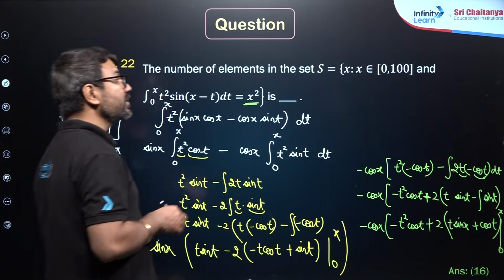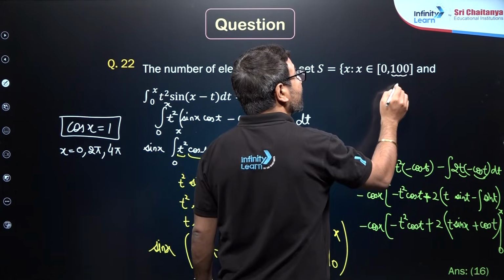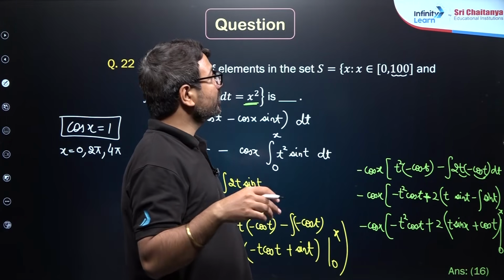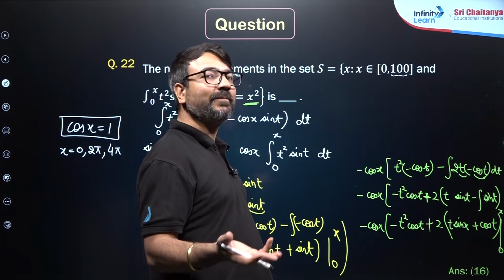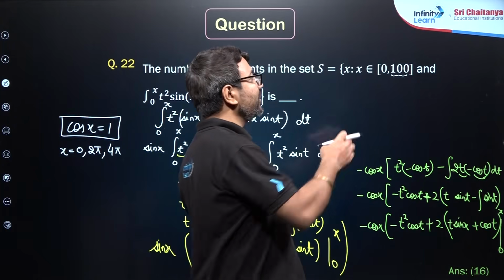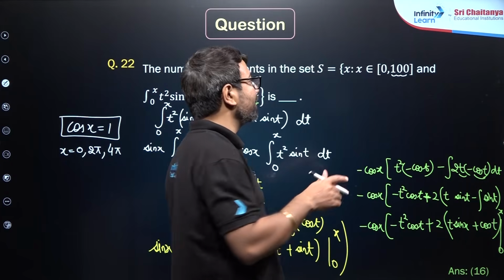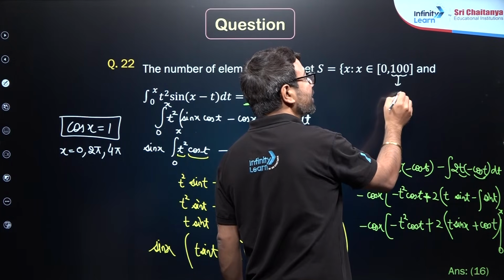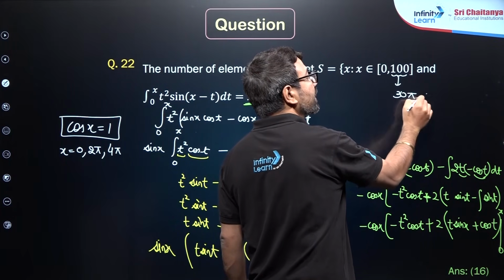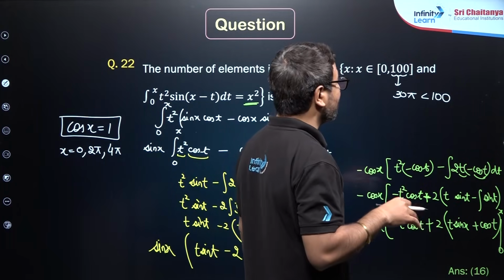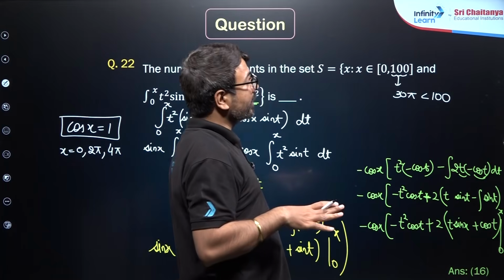Why? Because my dear students, pi is actually 3.14. So 3.14 when multiplied by 90, that will be basically, let's say, not multiplied by 90. I'm just taking, it is actually 30 pi is less than 100. Till 30 pi I have to go. I cannot take even 32 pi.